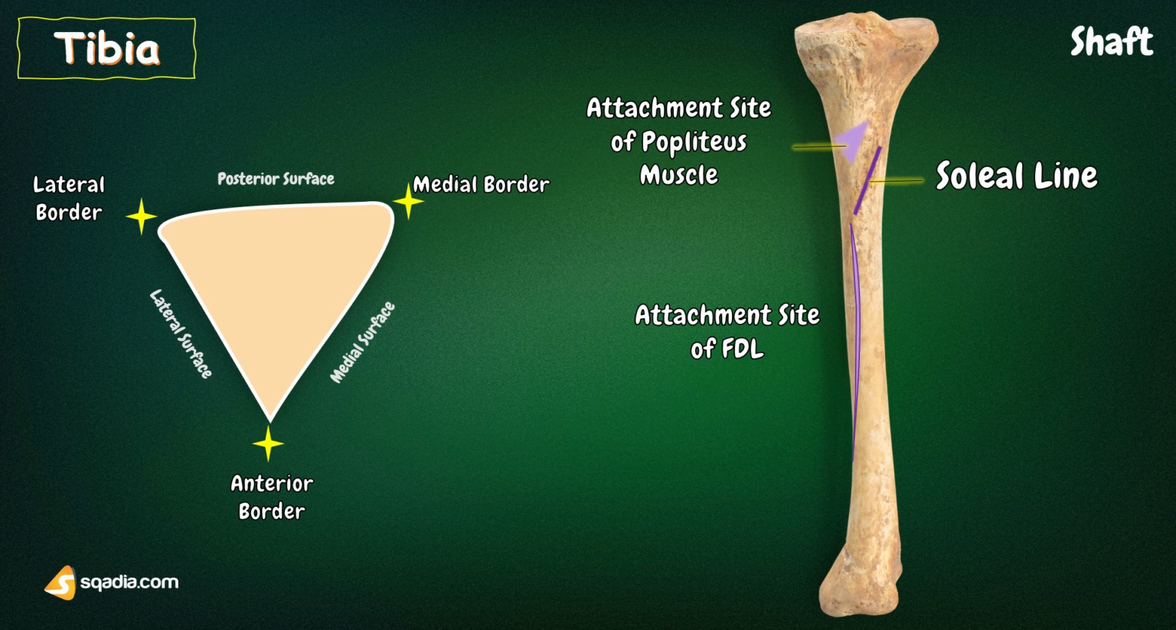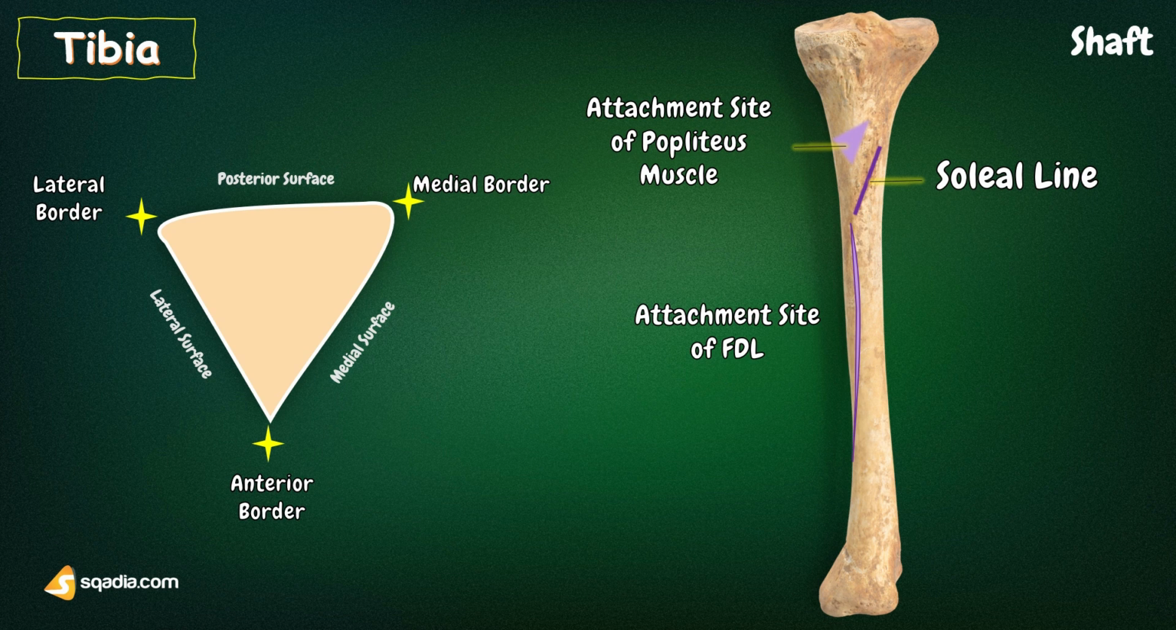Above the soleal line is a triangular area which provides attachment to the popliteus muscle. And below this line, the presence of a vertical ridge gives attachment to the flexor digitorum longus.